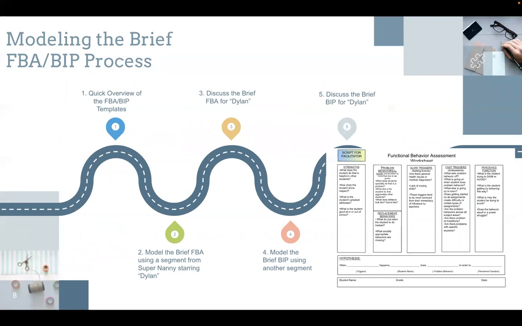Okay, so I want to talk a little bit about the process for the brief, the informal, that we'll be modeling this week in the course. In the coming weeks, we'll do the BIP part, but the FBA today. So we're going to do number 1 this week, a quick overview of the FBA BIP templates. Number 2, we'll model the brief FBA using a segment from Super Nanny starring Dylan. And then we'll discuss the brief FBA for Dylan. So I'll do a think aloud about my thoughts. You'll have been taking some notes while you're watching the video, and you can compare my thoughts to your thoughts, okay?